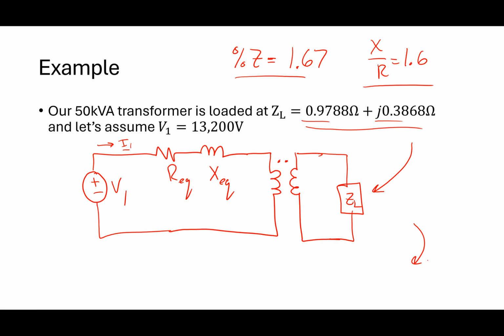If I want to figure out I1, how should I do that? What's the simplest way to find I1? Yeah, and so what impedance should I use here? V1 over what impedance?